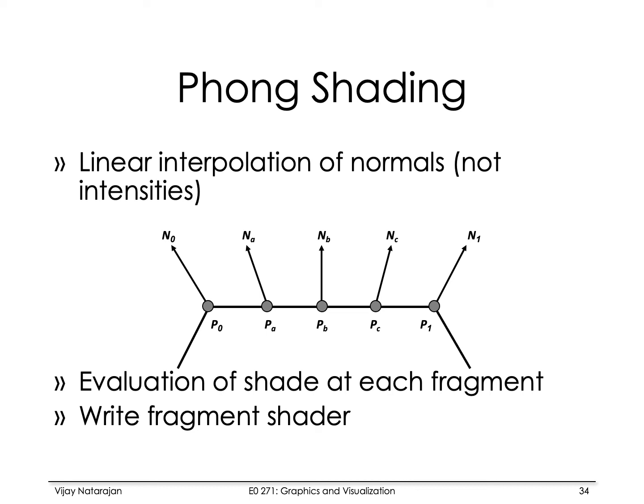So essentially if you have two vertices, let's say P sub 0 and P sub 1, you have the normals at these two vertices. Let's call them N sub 0 and N sub 1. You interpolate the normals along the edge connecting P sub 0 and P sub 1. And for each point along the edge, now you have a normal. You recompute the shade using the Phong model.